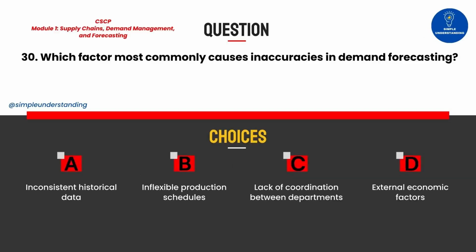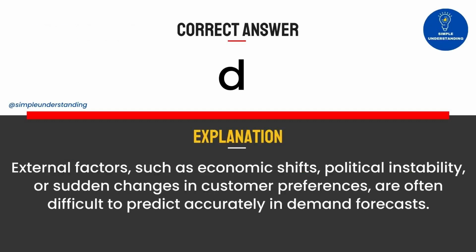30. Which factor most commonly causes inaccuracies in demand forecasting? A. Inconsistent historical data. B. Inflexible production schedules. C. Lack of coordination between departments. D. External economic factors. Correct answer D. Explanation. External factors such as economic shifts, political instability, or sudden changes in customer preferences are often difficult to predict accurately in demand forecasts. This completes the full set of 30 MCQs designed to test a deeper understanding of supply chains, demand management, and forecasting concepts.